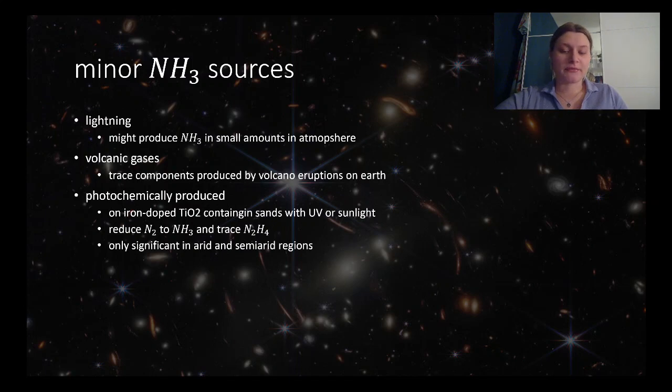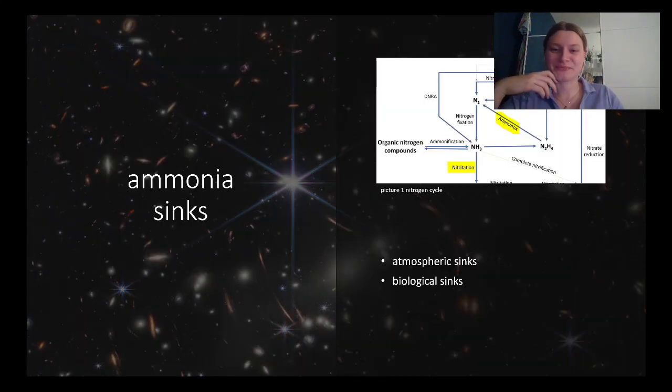But that is only significant in arid or semi-arid regions, because mostly when there is vegetation, the nitrogen fixation gets used, and not photochemically in more sandy, Sahara-like regions.